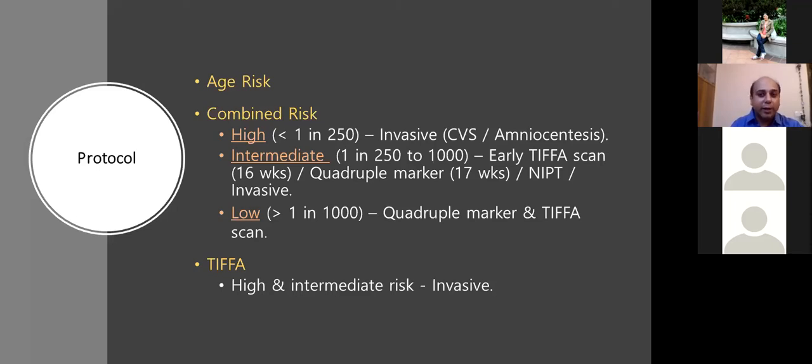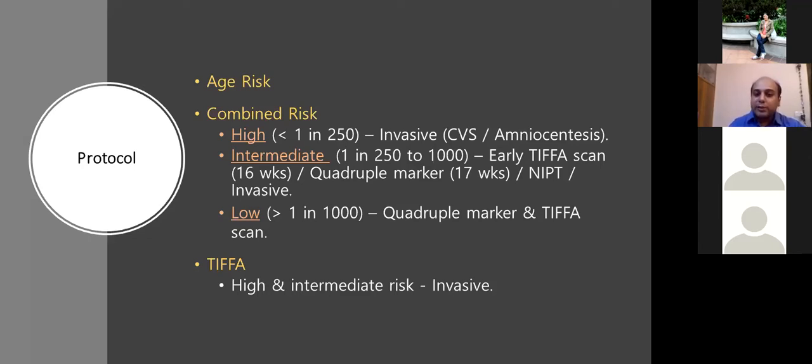A word about NIPT is that it is done specifically for Down syndrome screening. It is not a confirmatory tool. It is again a screening tool and done only for Down syndrome. It gives a very high false positivity for Edwards and Patau syndrome, so it is not done to detect them.